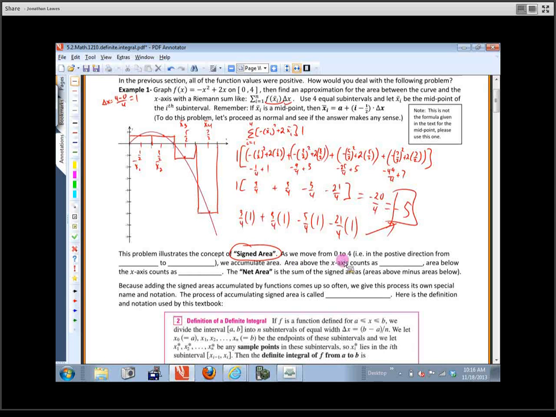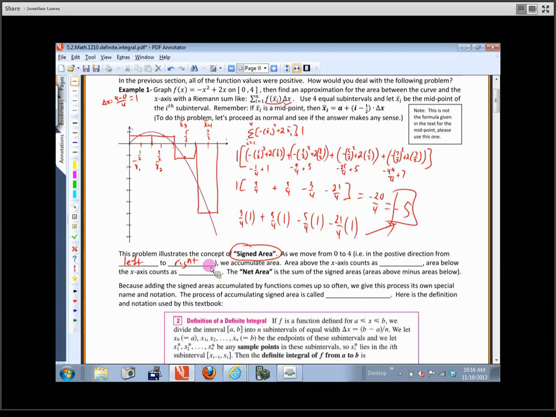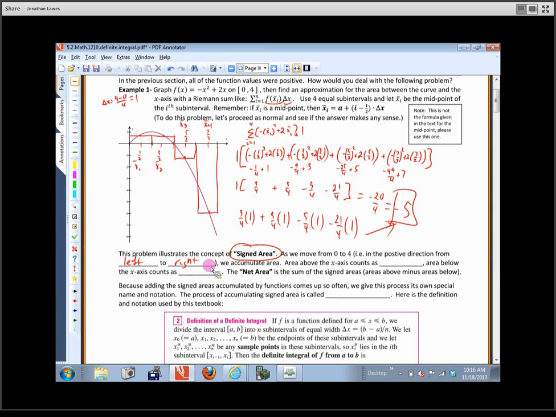So here's what you want to keep in mind. We're adding things up as we go from 0 to 4. In other words, we're adding things up in the positive direction. Okay? So we're going from the left to the right. We're moving in a positive direction. And as we move in a positive direction, when we were working with this last time, all of the function heights were positive, so we didn't have any worries about what type of area we were accumulating. It was all above the x-axis. It made sense that it was all positive area. Okay? So the area above the x-axis counts as positive area.